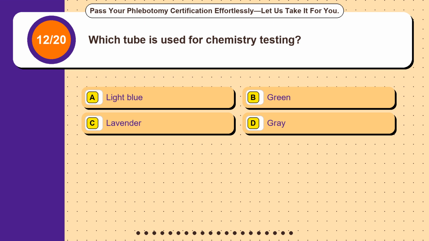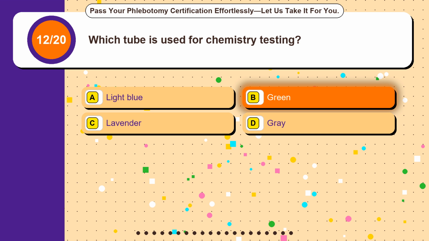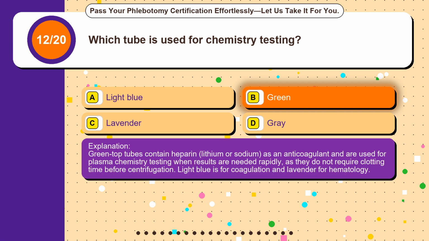Question 12. Which tube is used for chemistry testing? Option A, light blue. Option B, green. Option C, lavender. Option D, gray. The correct answer is option B, green. Green top tubes contain heparin, lithium or sodium, as an anticoagulant and are used for plasma chemistry testing when results are needed rapidly, as they do not require clotting time before centrifugation. Light blue is for coagulation and lavender for hematology.